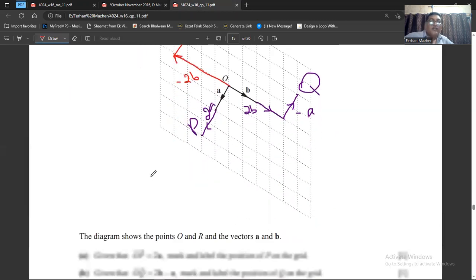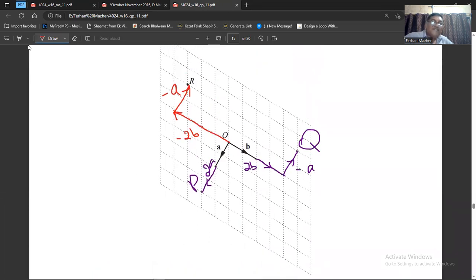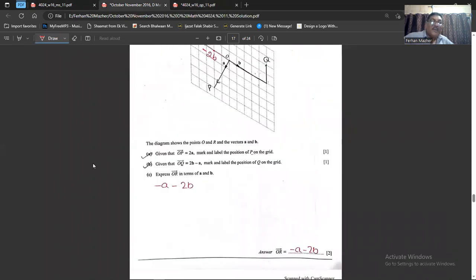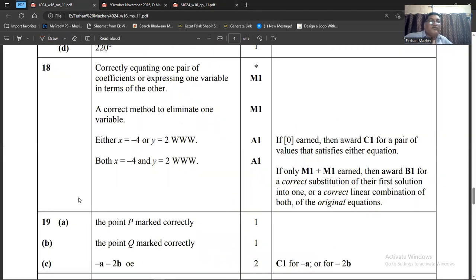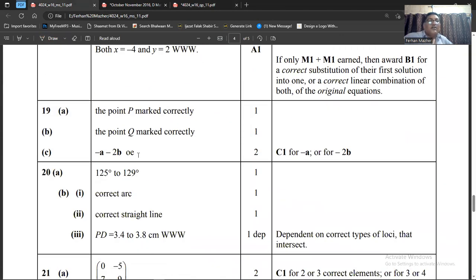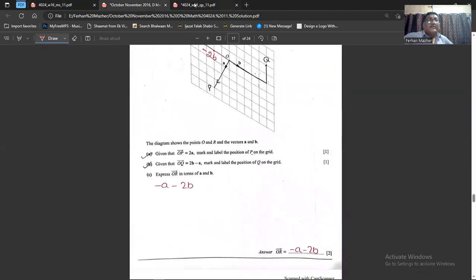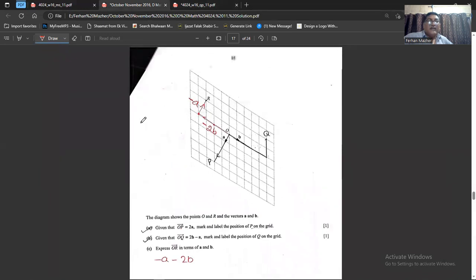And I hope you understand this diagram. This is vectors. And let me show you. So our answer is right. We are done with the question number 19. And here you go.